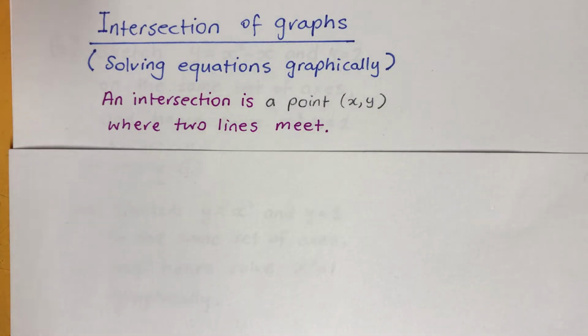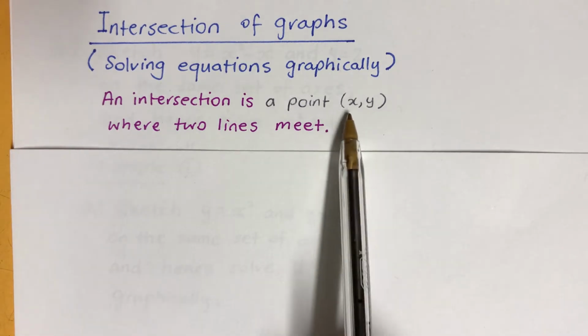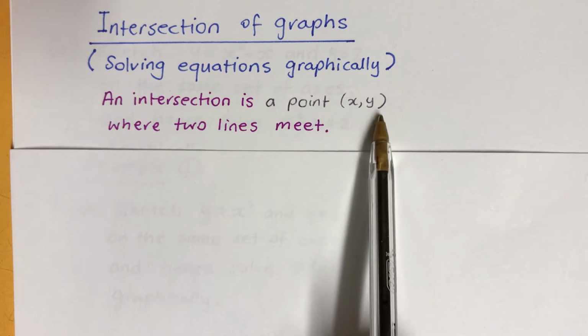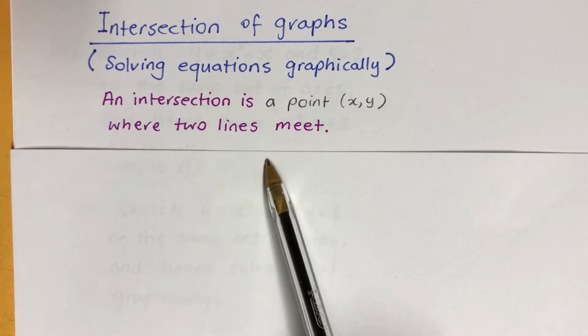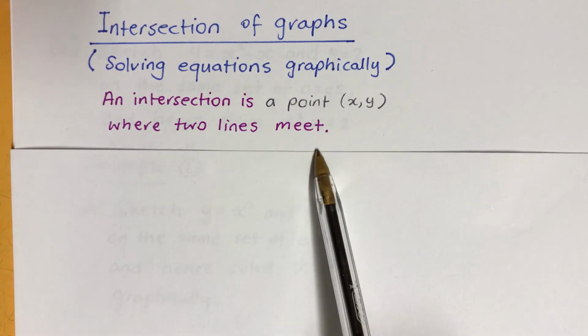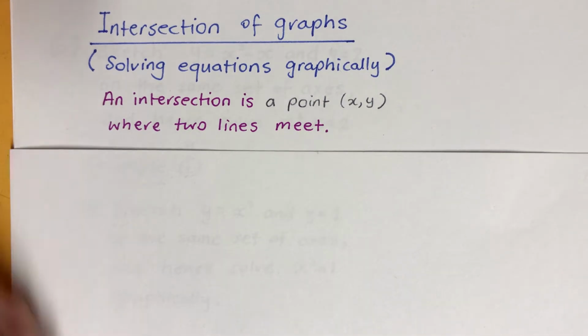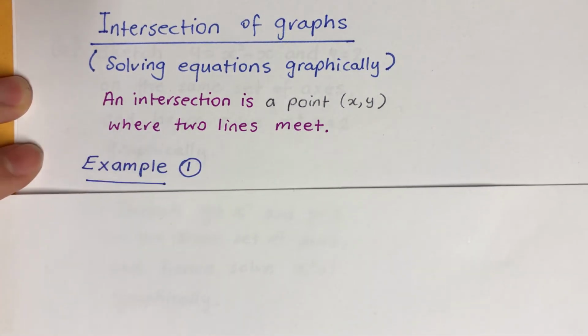Okay, today's lesson is on intersection of graphs, solving equations graphically. Now, intersection is a point, which is x coordinate and y coordinate. So you need to write it in this form, and it's where two lines, straight lines, meet together at a point. Okay, let's start with an example.